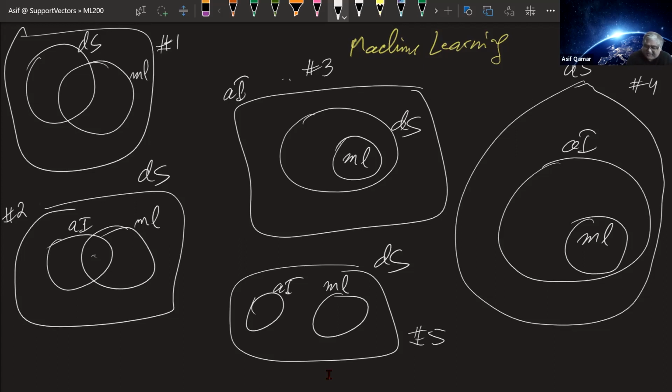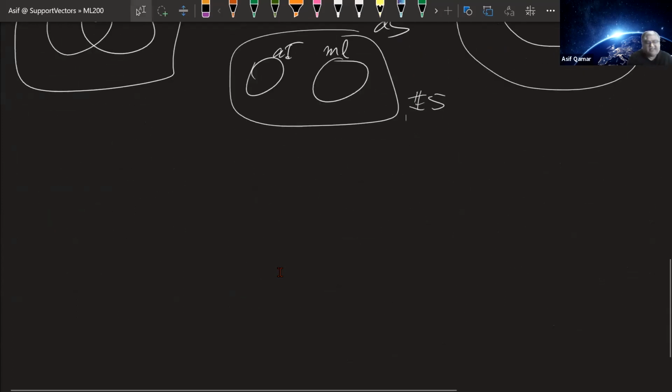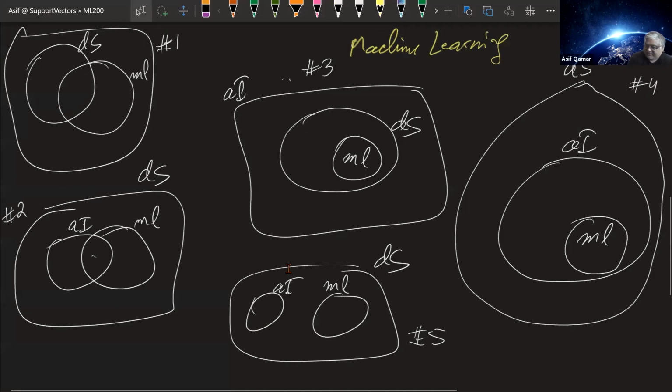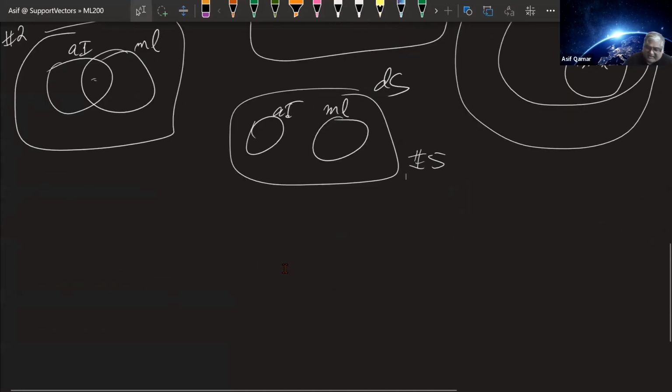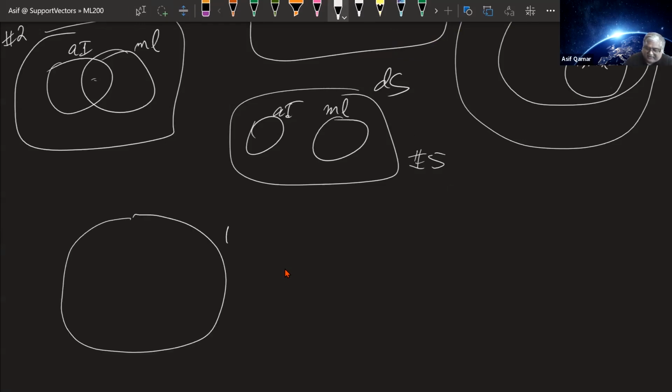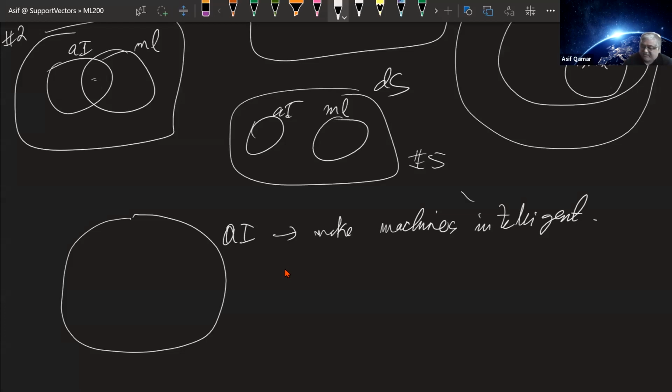So the way traditionally you say it is different. The word data science is a very recent invention. The field used to be that you would have, broadly speaking, AI, artificial intelligence. AI's goal was to make machines intelligent. The trouble with that is we don't know what the word intelligent means. And so there are different definitions of intelligence: strong intelligence, weak intelligence.